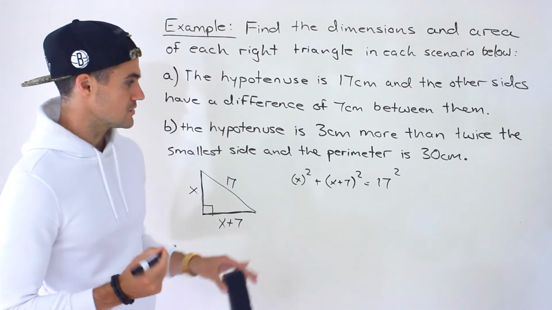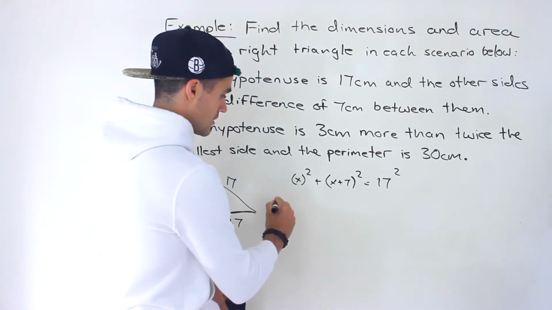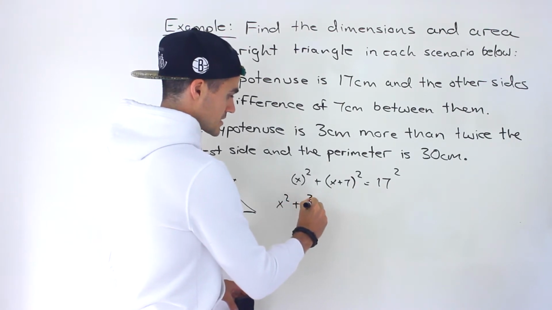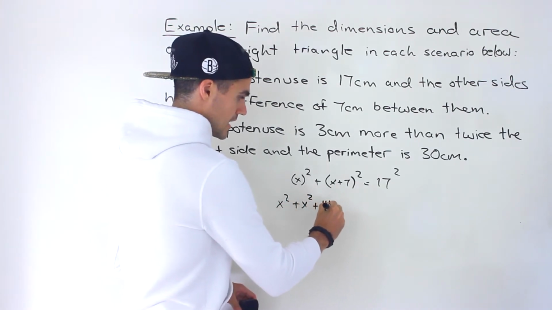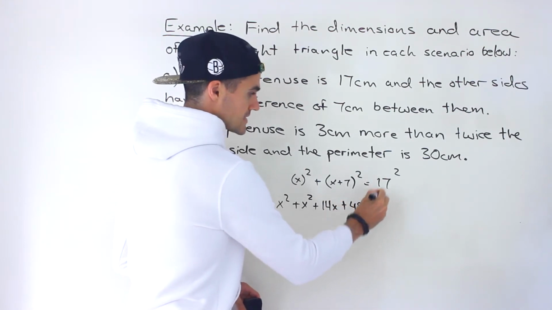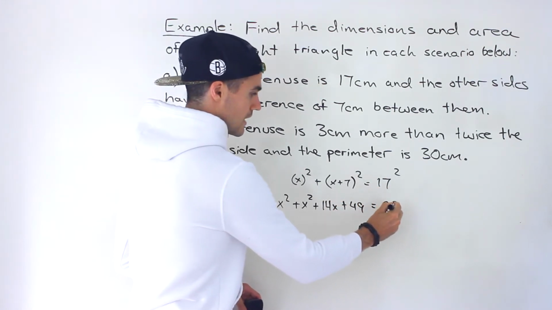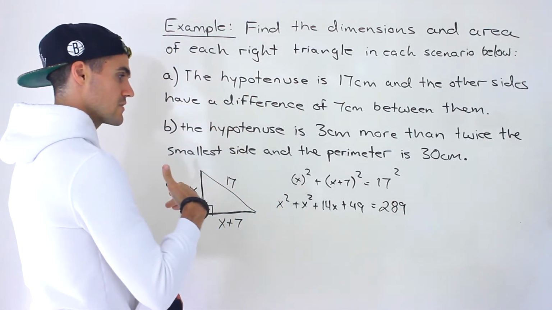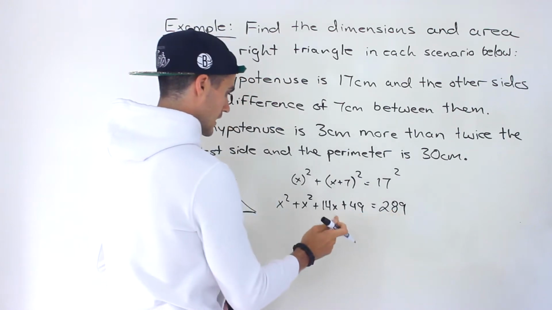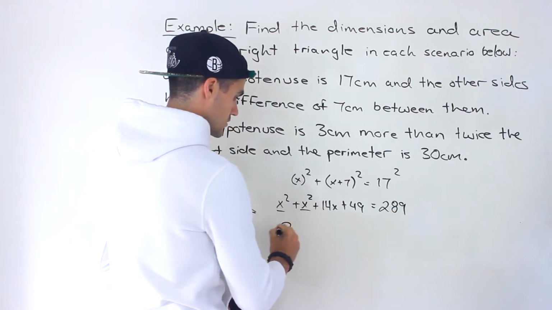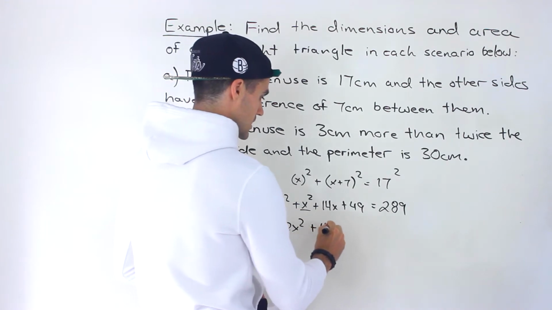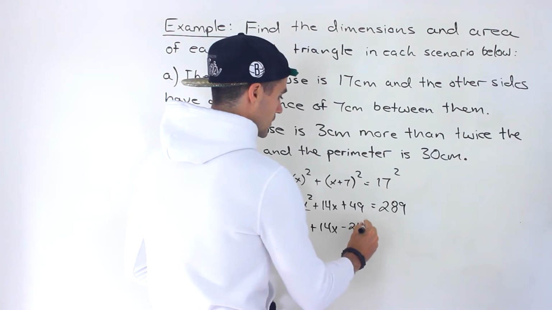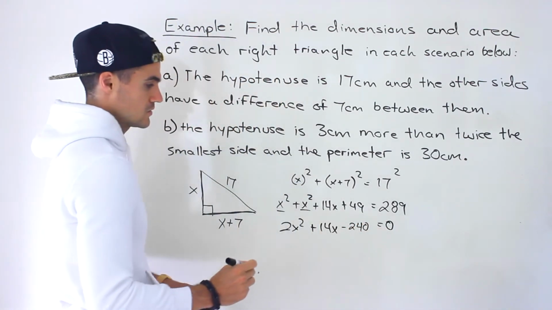And so what we can do is pretty much expand everything here. So we'd have x squared. Now x plus 7 times x plus 7 would give us x squared plus 14x plus 49. And then 17 squared would give us 289, like that. And so what we can do now is bring everything over to one side. So bring the 289 over. These two are like terms. We'll have 2x squared plus 14x. And then we'll have 49 minus 289, which would give us minus 240, like that. And that's going to equal 0.